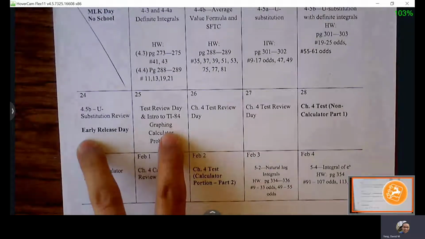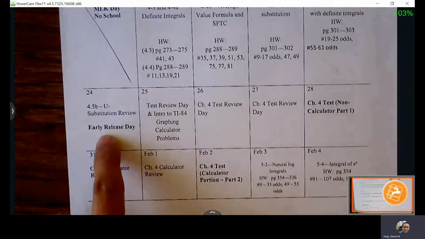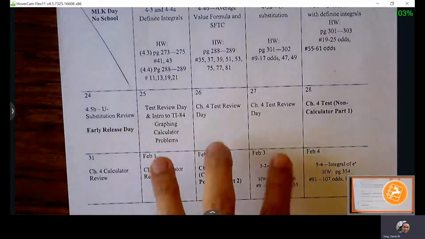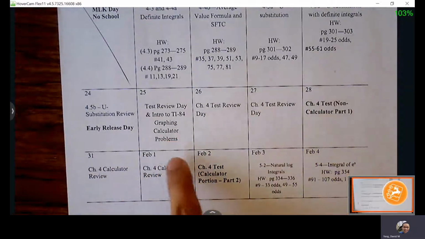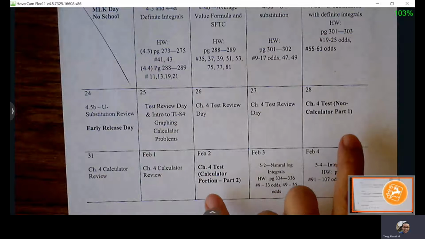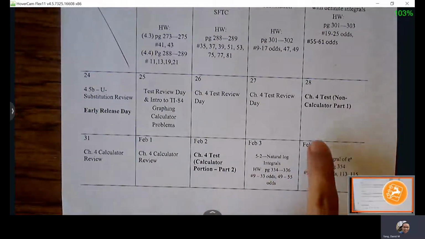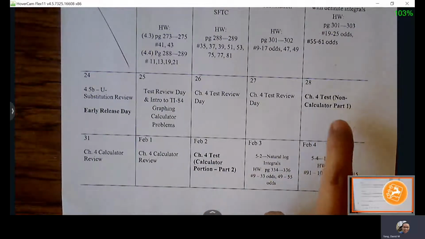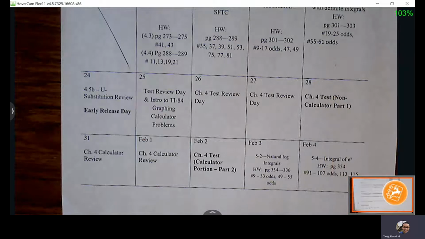Okay, we should be able to finish all of our new topic by next Monday. And then we'll have a couple of days of test review. And we're actually going to be making this into a 2-part test. So the first part is just going to be the process of working out problems by hand, using power rule, antiderivative rules, and substitution.